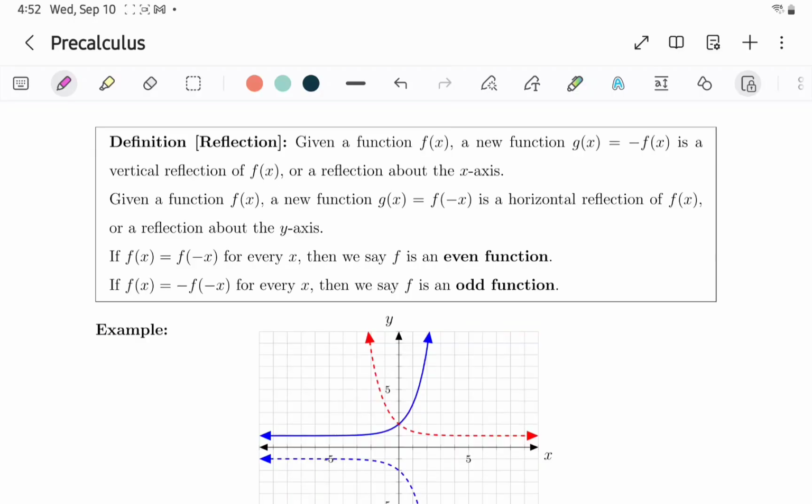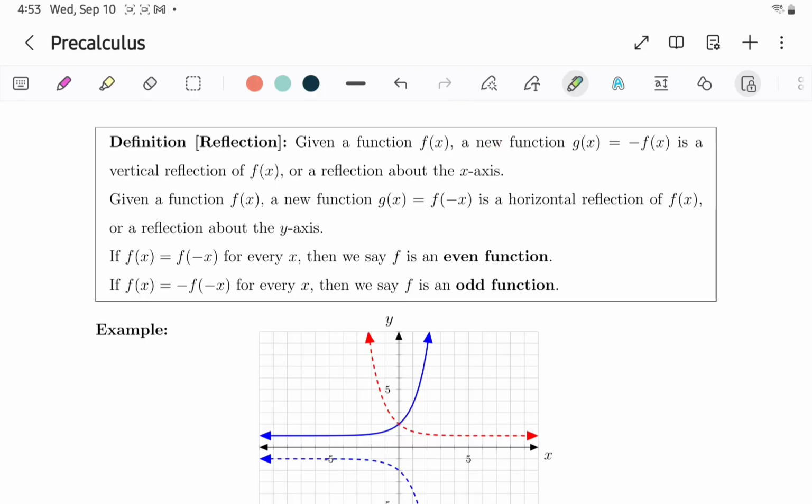All right. Now let's talk about reflections. So given a function f of x, a new function g of x equals minus f of x is a vertical reflection of f of x, or a reflection about the x-axis. And the reason for this is because, well, if we take f of x and we just throw a minus sign out in front of it, all we are doing is changing the sign of all the y values on the graph of f. And so we are essentially just reflecting the graph over the x-axis by doing that.